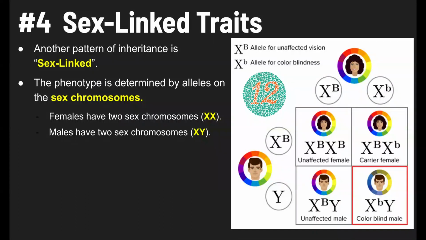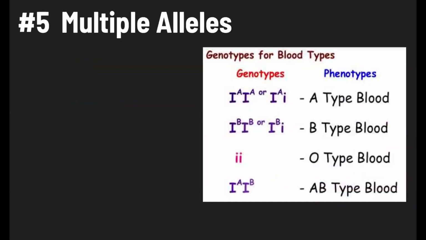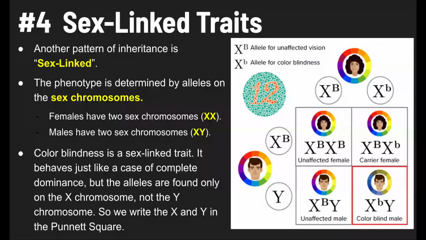Biological males have 2 sex chromosomes as well, but one of those is an X chromosome and the other is a Y chromosome. So color blindness is an example of a sex-linked trait. Now, it's going to behave just like a case of complete dominance that we saw on the first slide, but the alleles are found on the X chromosome, not the Y chromosome. And this is going to be important because it's going to affect whether males or females get the trait.